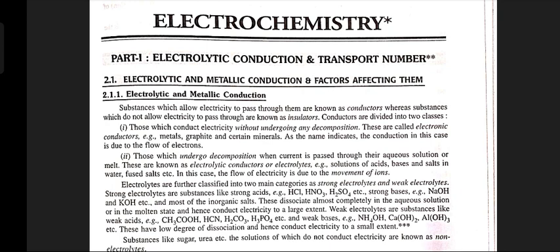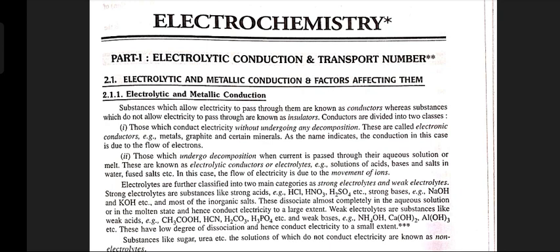Those which undergo decomposition when current is passed through their aqueous solution or melt are known as electrolytic conductors or electrolytes. Examples: solutions of acids, bases and salts in water, and fused salts, etc. The electrolytes are further classified into two main categories: strong electrolytes and weak electrolytes.